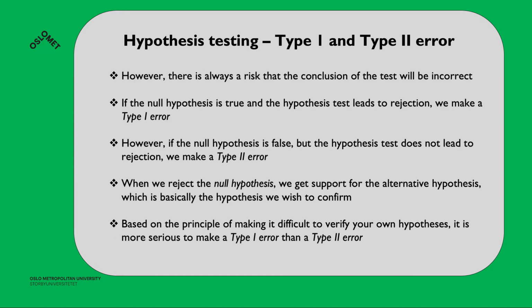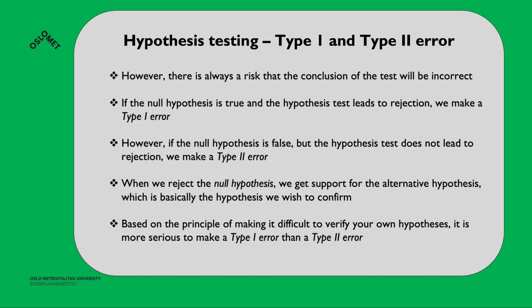So the problem is, given that we have a sample to test a hypothesis about the whole population, there is always a risk that the conclusion of our test will be incorrect. So we have something called type 1 and type 2 error. If the null hypothesis is true and the hypothesis test leads to rejection, we make a type 1 error. We are rejecting a true null hypothesis. However, if the null hypothesis is false, but the hypothesis test does not lead to rejection, we make a type 2 error. We keep a false null hypothesis.